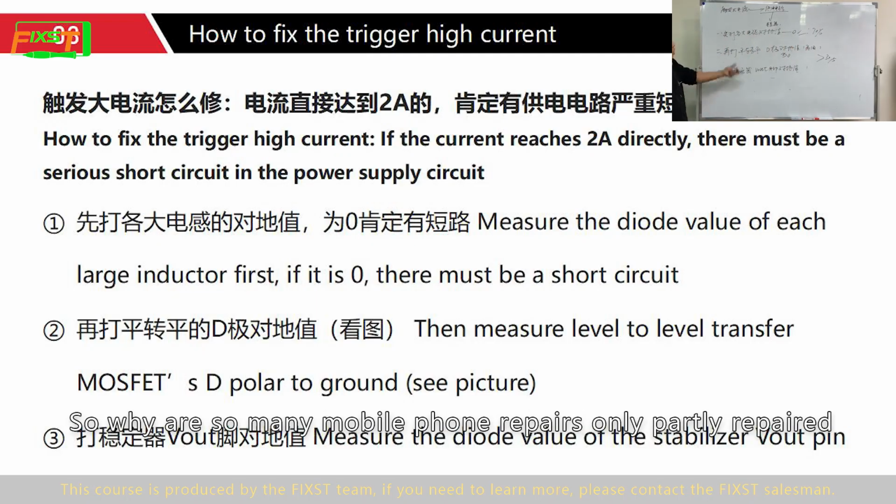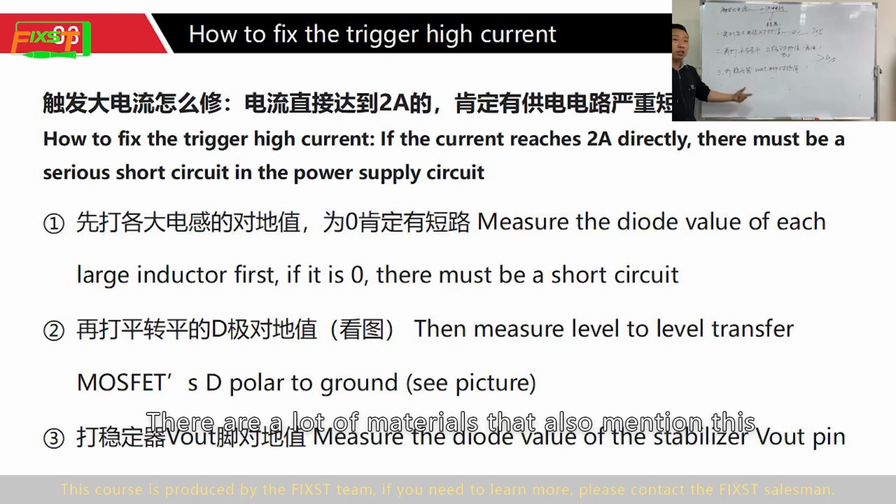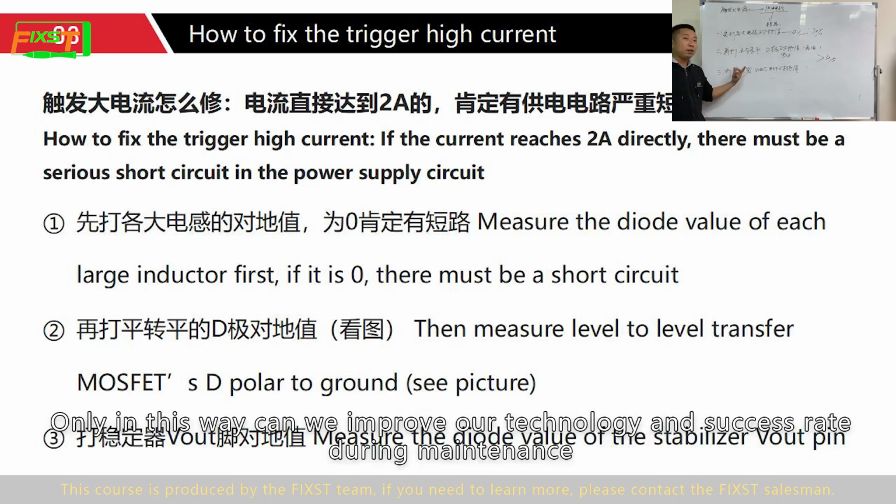So why is so much mobile phone repair only partly repaired? Many people couldn't fix it, so this part was left out. There is a lot of material that also mentions this, and we have to fully explain this principle. Only in this way can we improve our technology and success rate during maintenance.